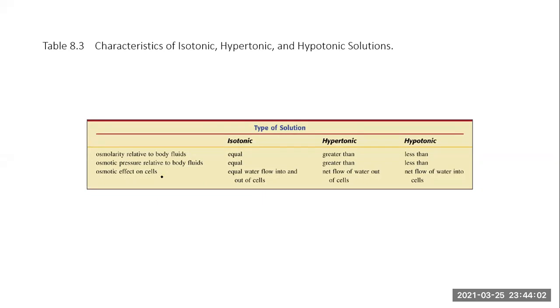And the osmotic effect on the cell, water will flow in and out equally in an isotonic. As we talked about, we get a net flow out of the cell in a hypertonic because it's trying to dilute the outside, while we get a net flow of water into the cell in a hypotonic as it's trying to dilute the cell.